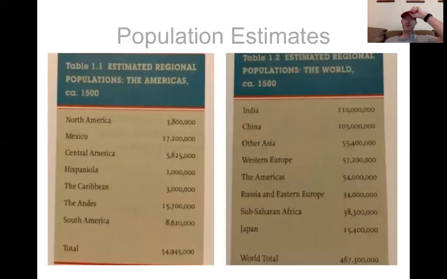A lot of students, these are not charts that you necessarily have to memorize, but you might want to pause this video for a moment to look at them for a few seconds. But the question a lot of people have is, what is the population of the New World basically compared to a lot of the rest of the world?